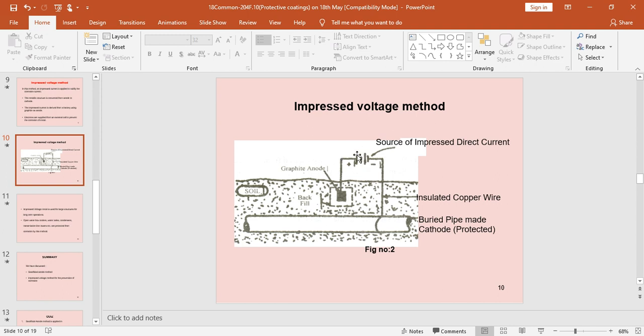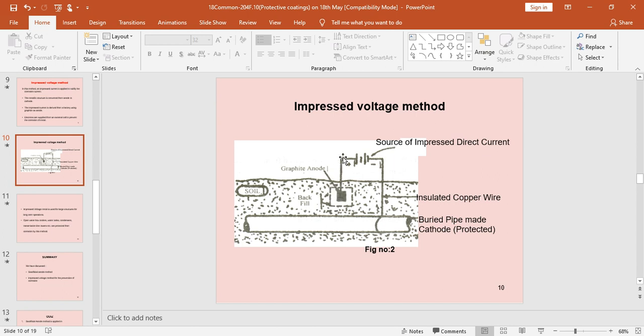See here, this is the source of impressed direct current. We are supplying this current from the outside. This is the graphite anode. It is used in a backfill in soil. If you take an underground buried pipeline, it is converted into a cathode, that means protected by connecting through a battery to this graphite anode. This is insulated copper wire. Now this graphite anode is directly connected to this iron pipeline. Now this is converted into a cathode, means it is protected by the action of this graphite anode.